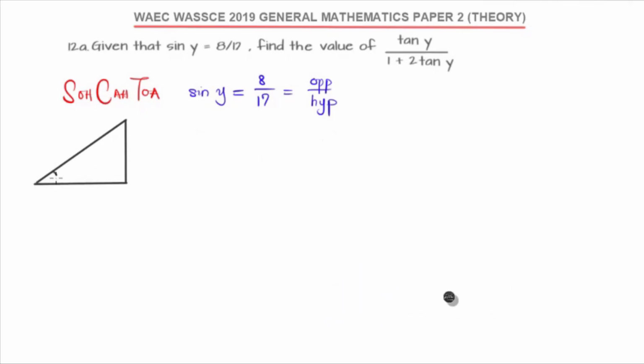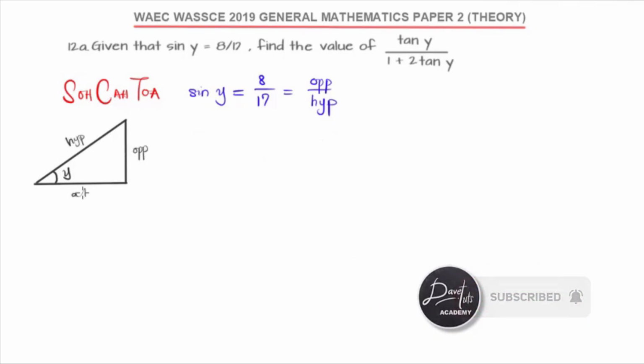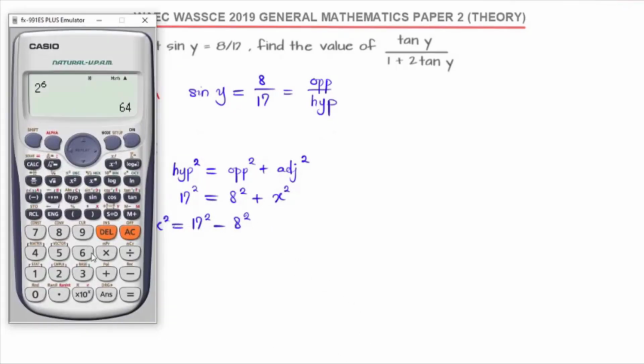If we draw that, and we say this is angle y, the side facing the angle is the opposite, the longest side is the hypotenuse, and the third side is the adjacent. In this particular case, we are told that the opposite is 8 and the hypotenuse is 17. Then if we call the adjacent x, we can find its value using Pythagoras theorem: the square of the hypotenuse is equal to the square of the opposite plus the square of the adjacent. So we bring in the values and solve for the adjacent, x, by saying x² is 17² minus 8².